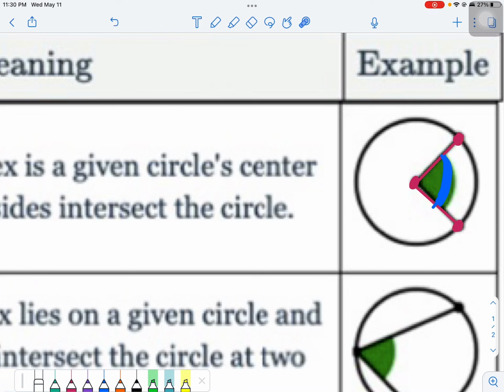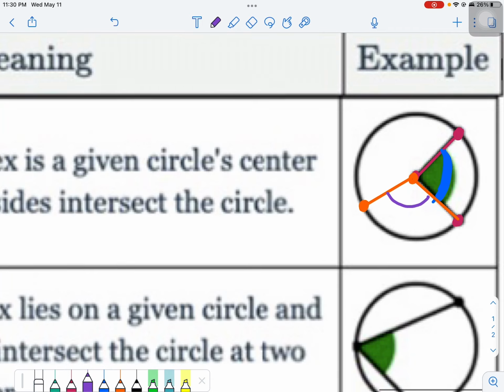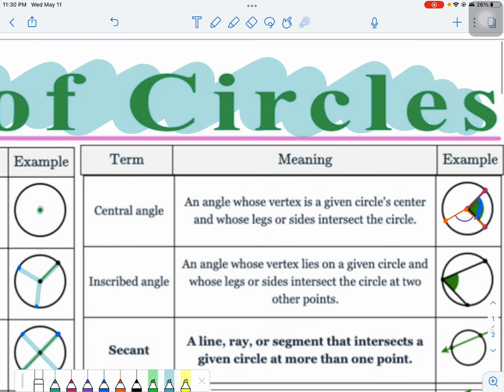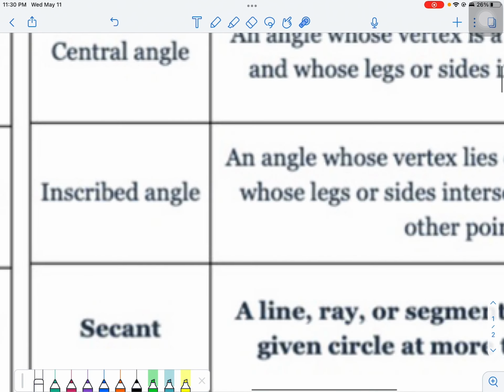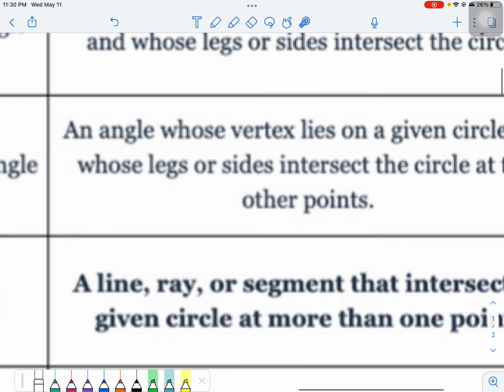Central angle. Now, I can form another one here. If I put another point on this circle and I connect it to the center, and that point connects to another point here, that forms this central angle. See? So the angle is in the center of the circle. That is a central angle. Okay? Next, we have an inscribed angle.